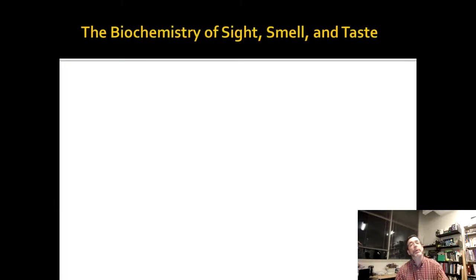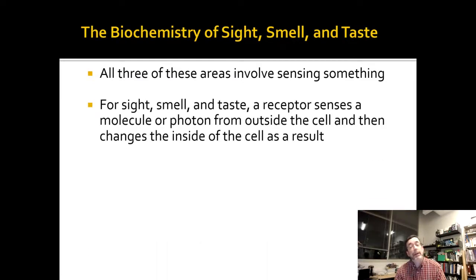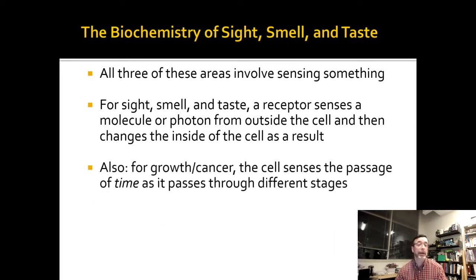And so that's where we're going to end up talking about the biochemistry of sight, smell, and taste. We're going to talk about all of these areas. They involve sensing something, a different first messenger, but the machinery inside the cell, even down to second messengers in some cases, and the other proteins that are involved, follow the same principles that we talked about. They're different first receptors, but the inside of the cell is changed in similar ways.